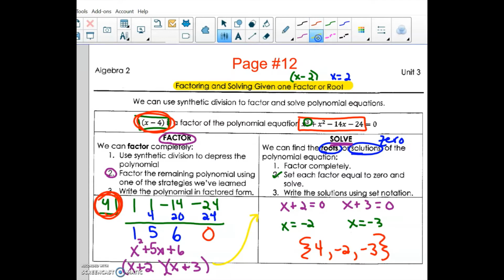So what we have done is we have found a couple different things. We found the factorization. We factored the polynomial down here, and we have it solved here. So we've done 2 different things with this problem using synthetic division. We've learned how to factor, and we've learned how to solve. We now have used synthetic division to help that process.